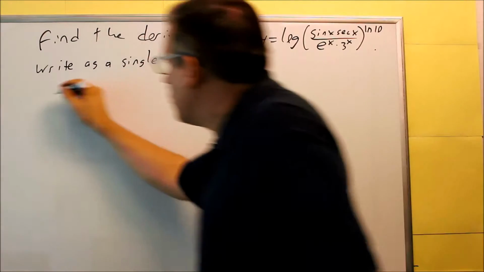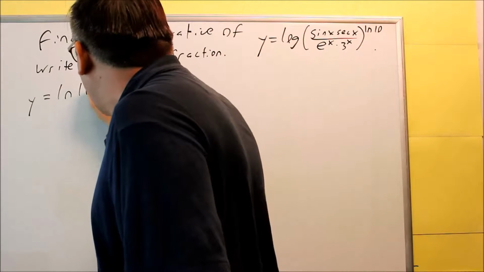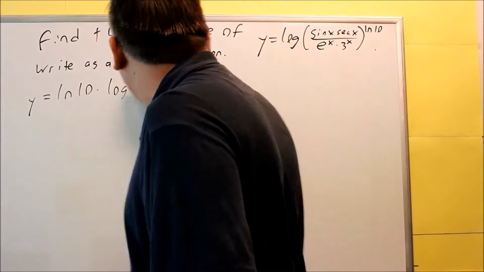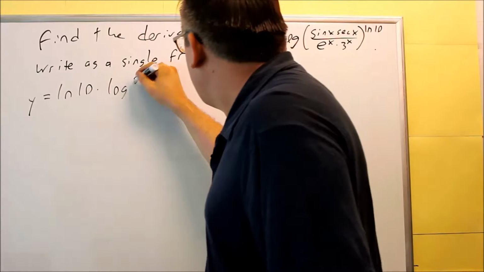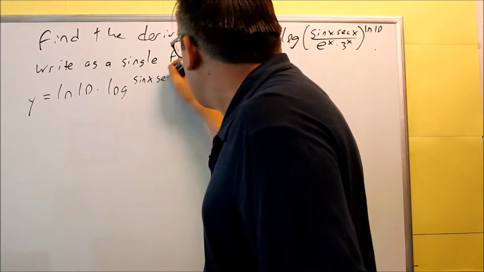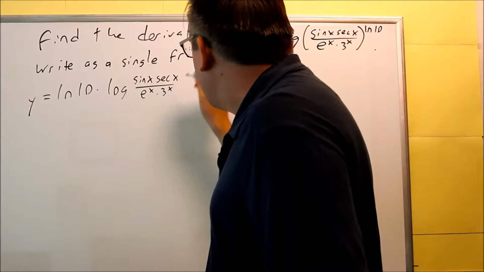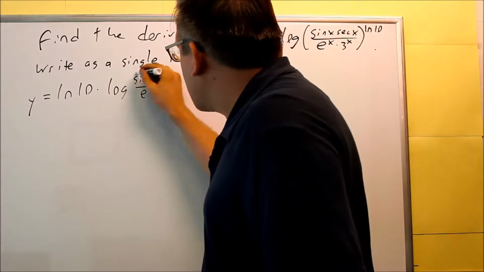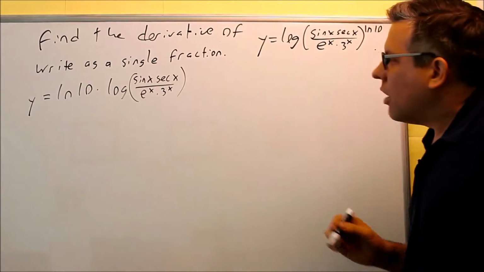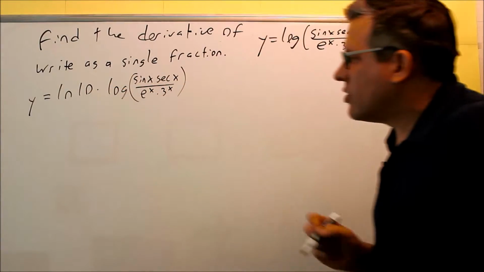Okay, so first thing we'll do, log properties. We're going to do ln 10, and then that's going to be times log base 10 of sine x secant x over e to the x times 3 to the x. Okay, so this is going to be your first step, bringing that ln 10 down in front.